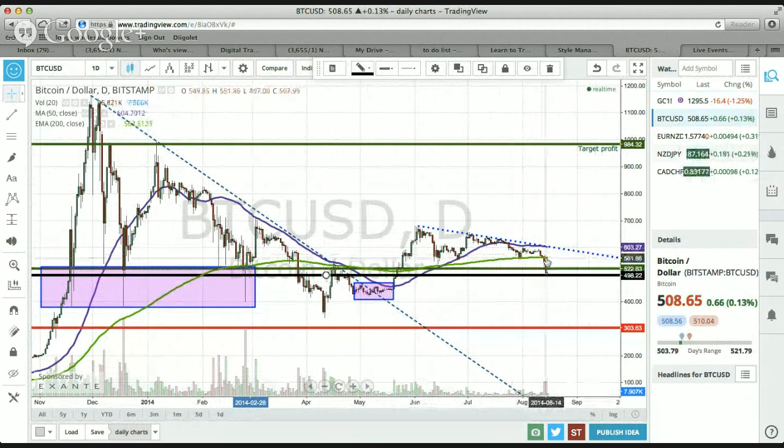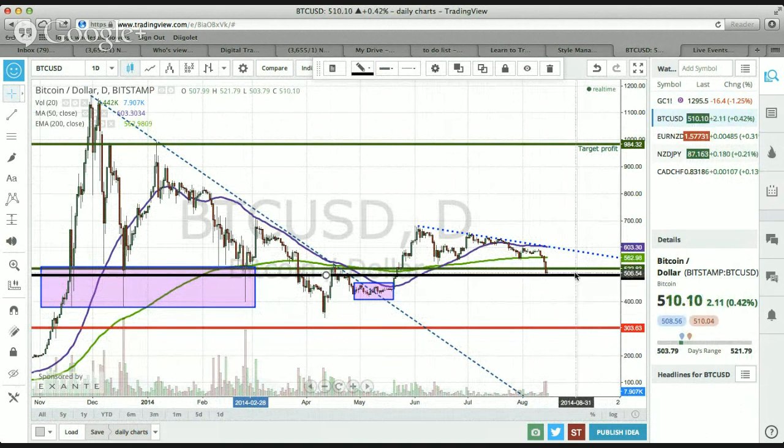We are now below the 50 simple moving average. We are below the 200 exponential moving average. We have a pattern of lower highs, as illustrated by this downward sloping trend line. So I'd be reluctant to buy here. However, we may get a short-term pullback. What I think is a better trading opportunity would be if it rallies to a resistance level. If it rallies right around here, I think that could be an interesting short opportunity. That's the way I'm seeing Bitcoin.